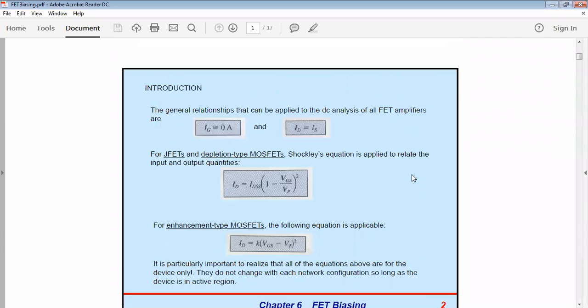With this we complete the FET biasing techniques, which are also called DC analysis of FET devices, or otherwise FET biasing circuits.